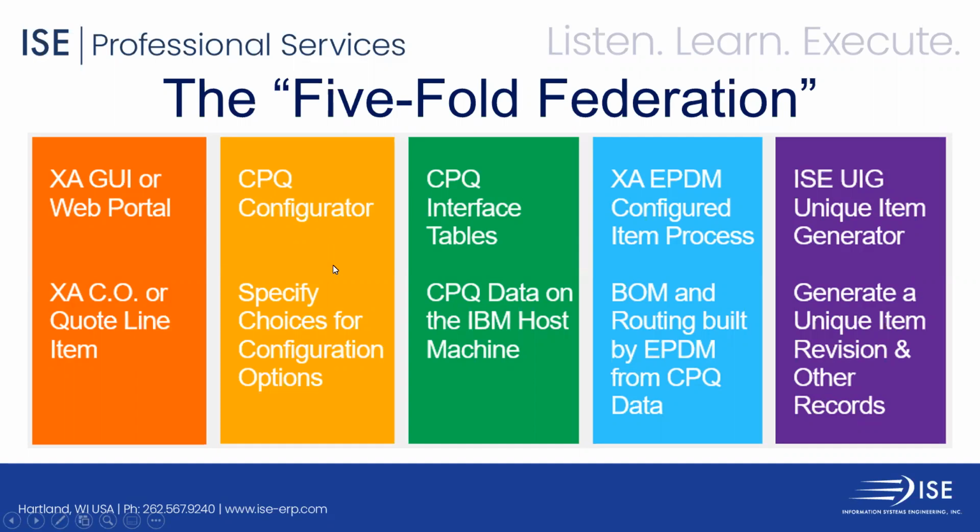You go into the CPQ configurator, you specify all your choices for the configuration options. Then remember, if you press the finish button, then the CPQ interface tables on your IBM host machine get populated. That wakes up those two, the configurator processor UJob, and between those two UJobs, they build a configured item process, including, of course, the BOM and the routing. But then you have an item process, then our UIG, that's where it kicks in, and it generates a unique item revision and other records like enterprise item, item warehouse, et cetera, et cetera.